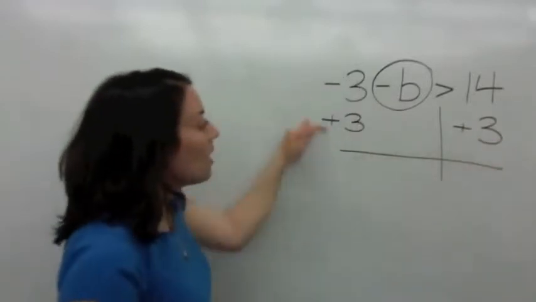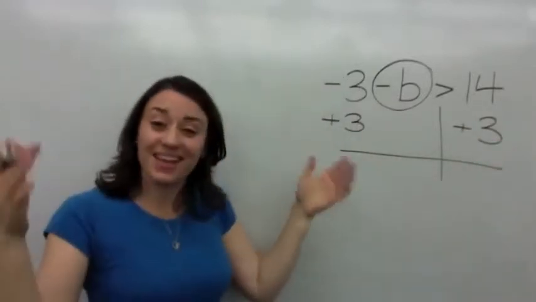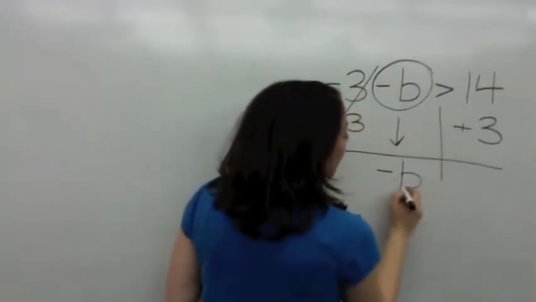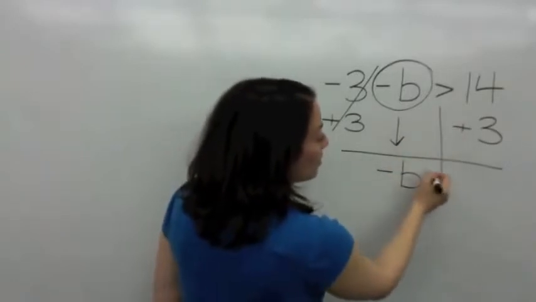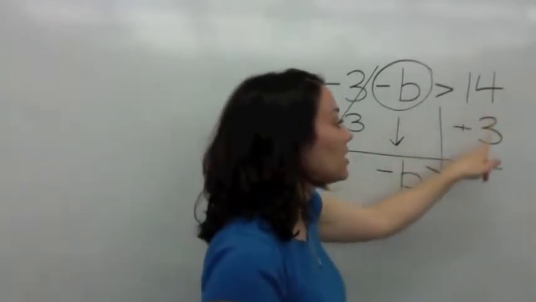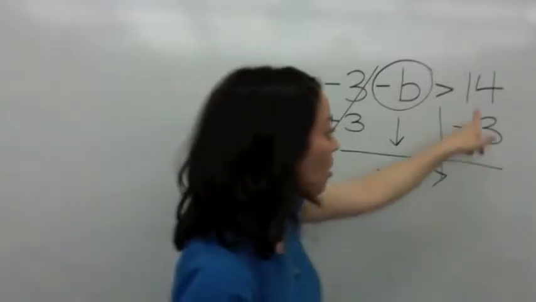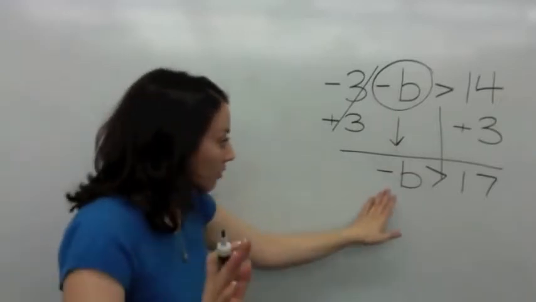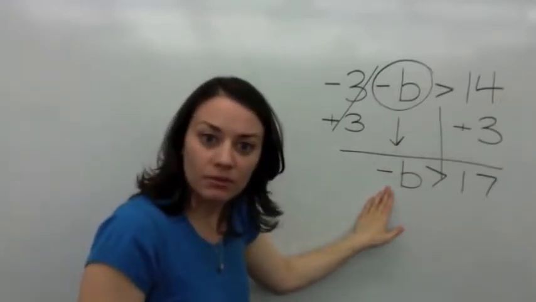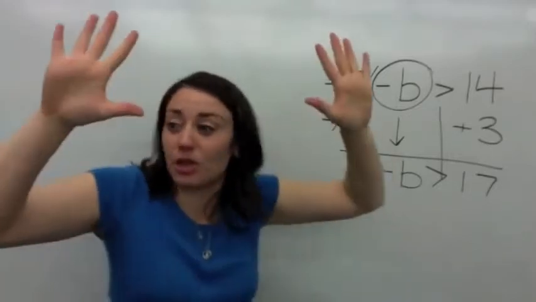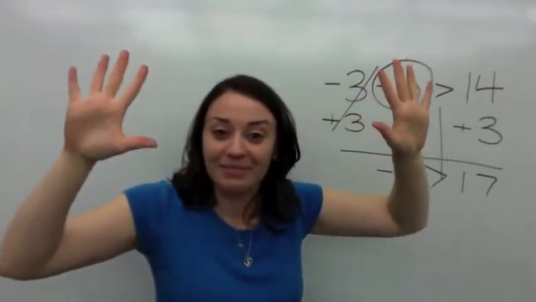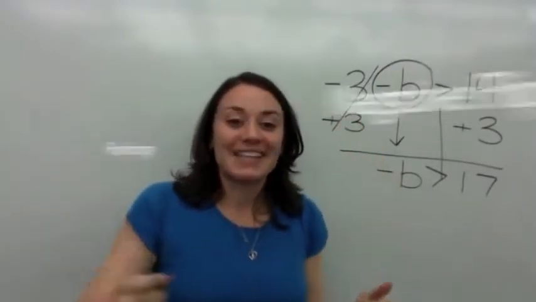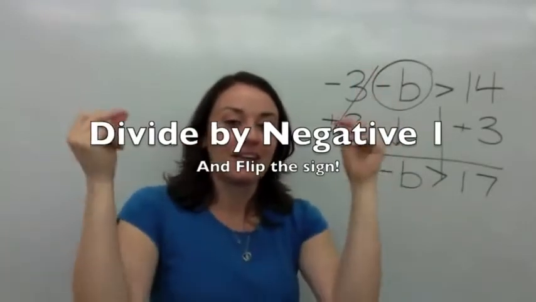All right. So -3 and +3, it doesn't exist. It's 0. Bring down the -b. You're also going to bring down the inequality, which says greater than, and add 14 plus 3. That's easy, right? 14 plus 3. 4 plus 3 is 7, and then also bring down the 1, so that is 17. Is that a negative? Is it a negative? Drop what you're doing! Everybody sing! Ready? Negative flip. Flip the sign. Divide by -1 and flip the sign.